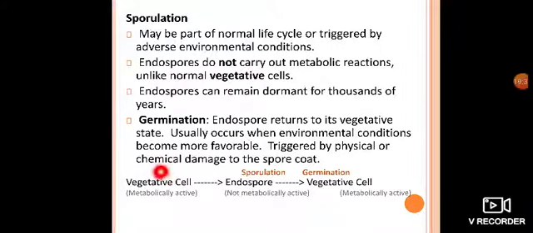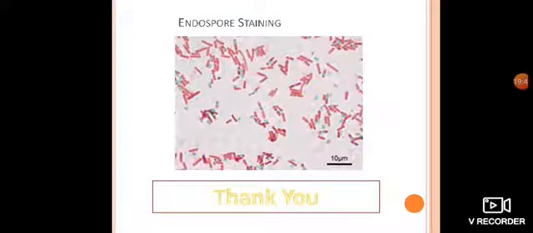Okay, so the vegetative cell is metabolically active. Endospores are not metabolically active, and again the vegetative cells are metabolically active. In this diagram we can easily observe the different endospores. Here we can observe the red color and sky blue color. The sky blue ones are endospores, and the red ones are cylindrical bacilli stained with safranin. Okay, so here we completed the first part of bacteria. Thank you.